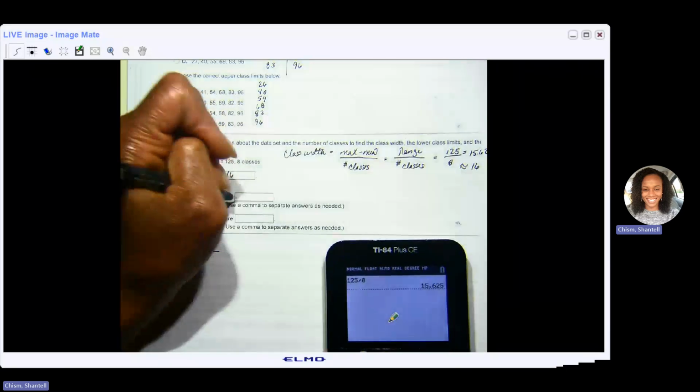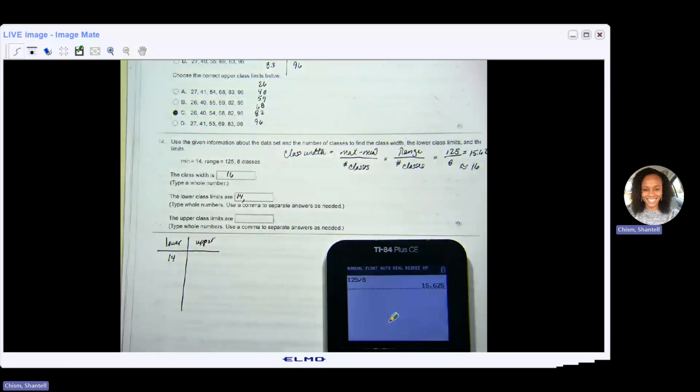Now, I start my lower limits. And again, I tend to prefer to see them written vertically, if that helps. I start my lower class limit, my first one, with the minimum data entry. And then I'll just keep adding the class width every time. So the minimum data entry was 14. Then I'll say 14 plus 16.